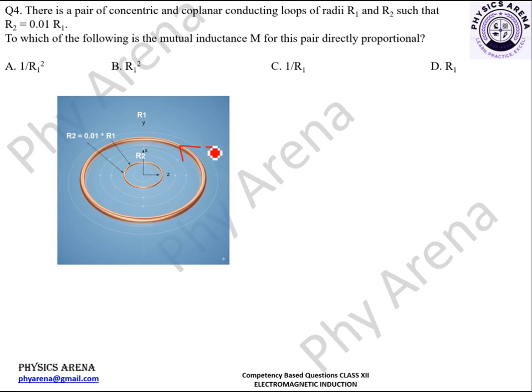Let's assume that I1 is the current flowing through the outer coil, and N1 is the number of turns in the outer coil. Similarly, the number of turns in the inner coil is N2. We need to find the magnetic flux linked with the inner coil. Since the current is in the outer coil, the field produced by it will pass through the inner coil. So we will find the total flux linked with the inner coil, and then calculate the mutual inductance.